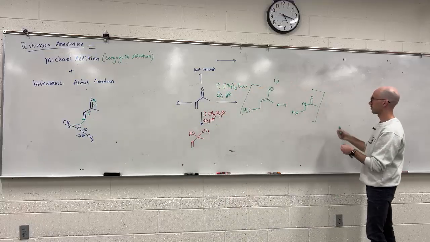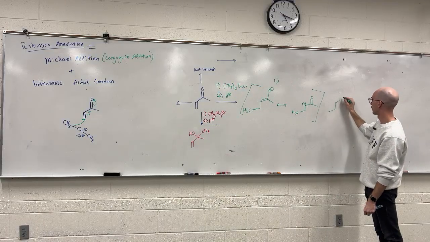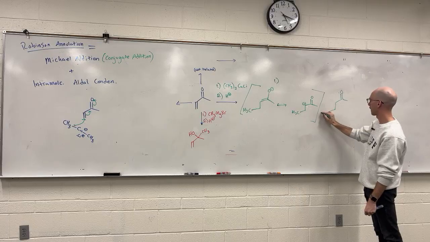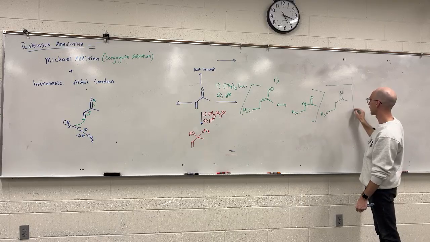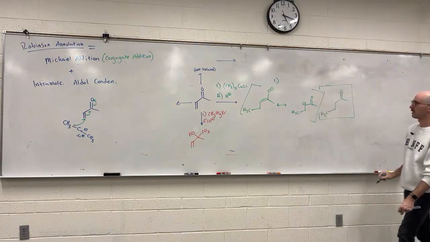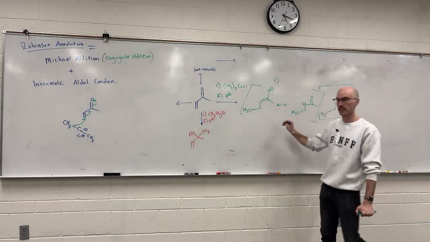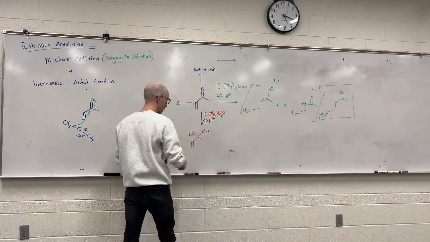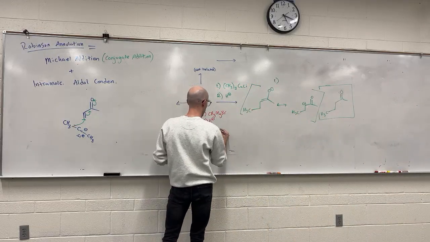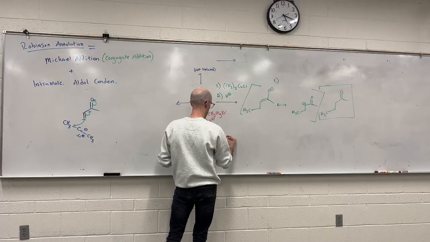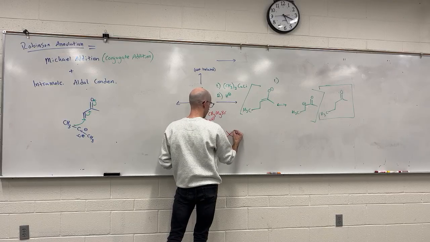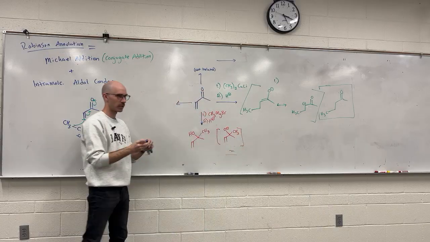Sorry, I didn't show the final product. This is what we isolate after that acid workup. A weaker nucleophile does conjugate addition. A strong nucleophile does acyl addition. And again, here was that intermediate formed after acyl addition.